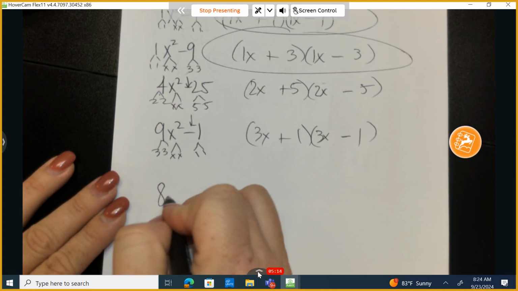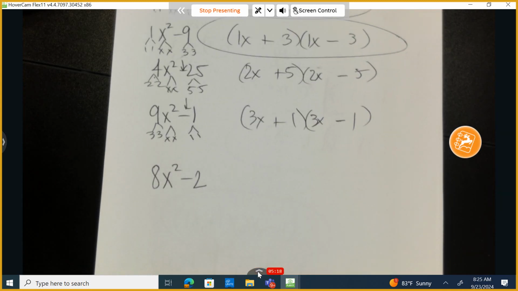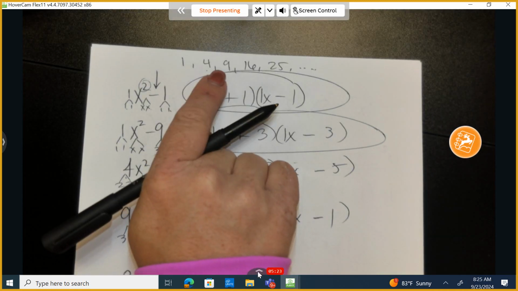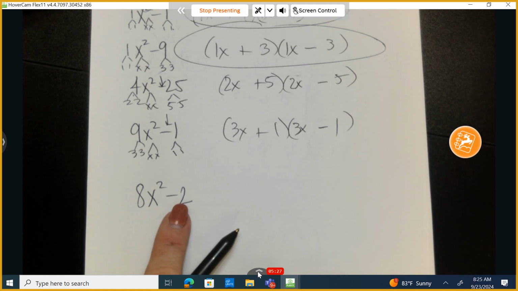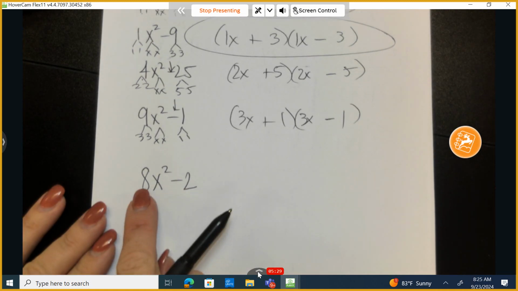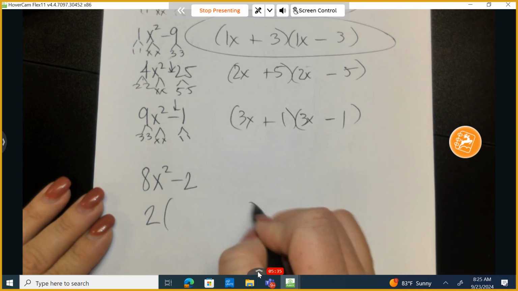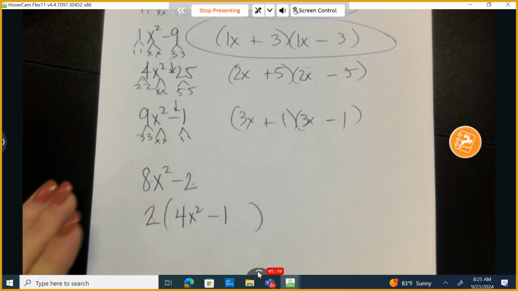So please write down 8x squared minus 2. It's natural to see an 8 and a 2 and say, well, 8 and 2 are not perfect squares. But as we talked about on Friday, the first thing we have to do is ask ourselves, can we factor out a value? What's the largest number I can factor out or divide out of 8 and also out of 2? 2. 8 divided by 2 is 4. 2 divided by 2 is 1.